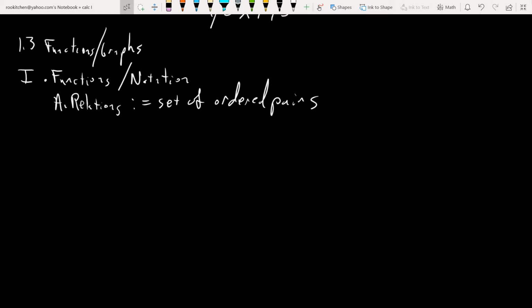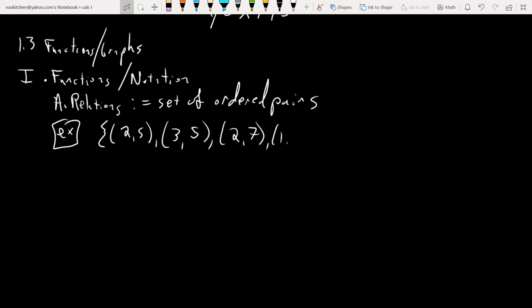So an example, let's say I have (2, 5), (3, 5), and then (2, 7), and then (1, 3). Okay. That's a relation right there. Just those 4 points represent a relation. And there's ways you can draw this out.